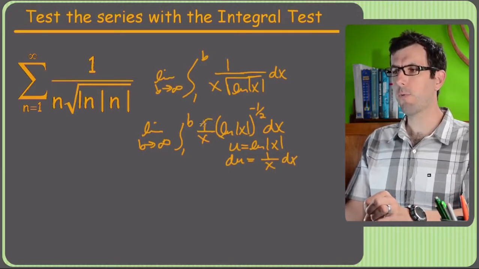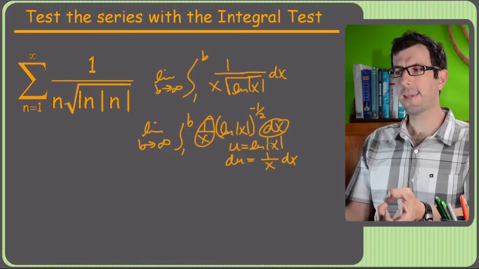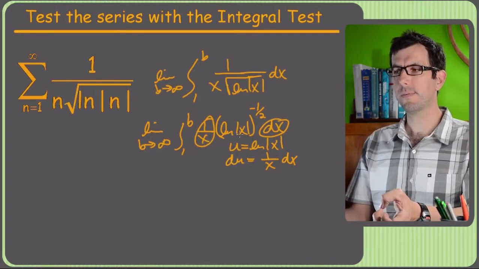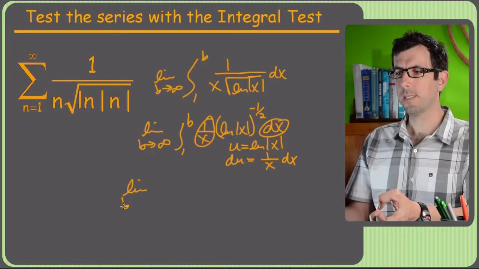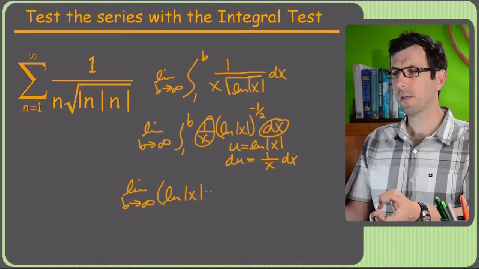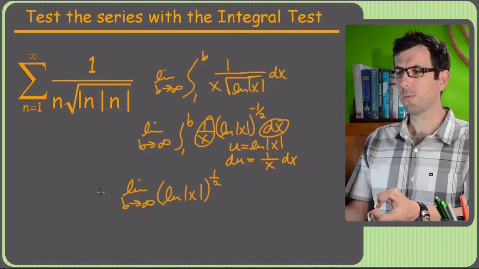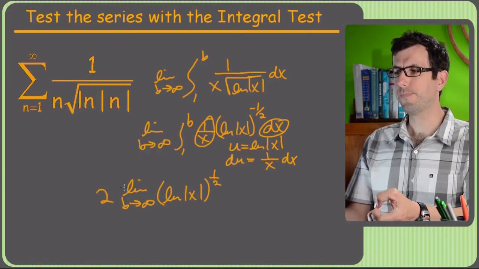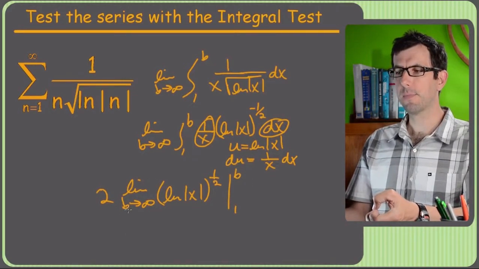And oh, look at that. I've got a 1 over x and I've got a dx. So I don't even need to do any tricks here or add any constants. I can just integrate this to u to the 1/2. So there's going to be a limit as b approaches infinity of u, which is ln x. And now my new power is positive 1/2. And I divide by the new power, which is 1/2, which means multiplying by 2. All right, and we evaluate this one from 1 to b, and of course b is approaching infinity.